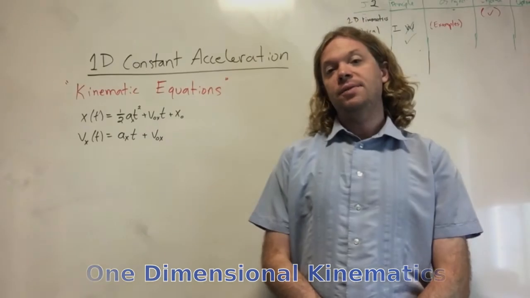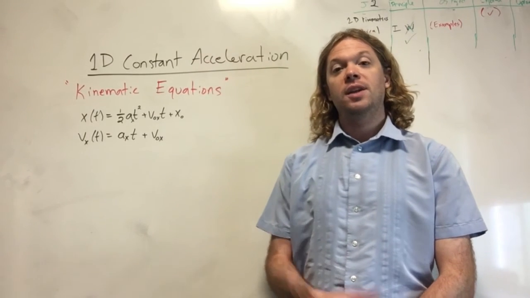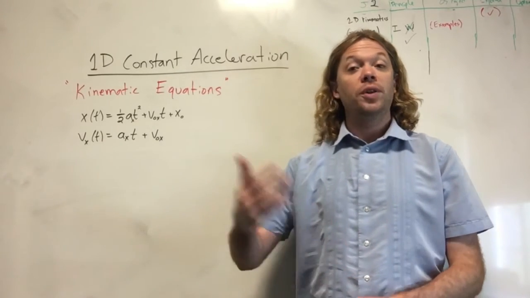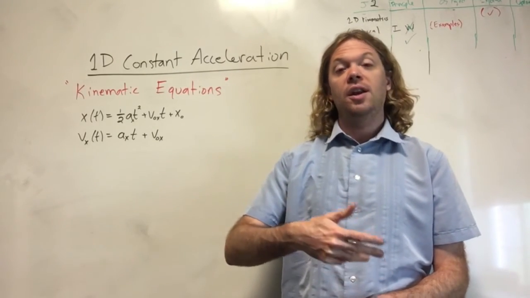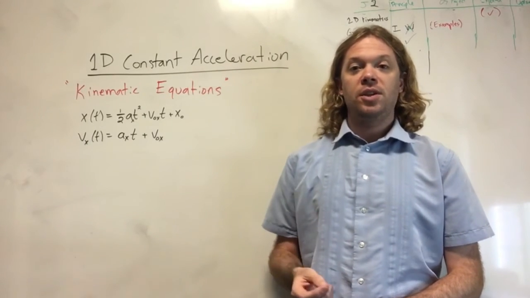Hey everyone, in this video I'm going to introduce one-dimensional motion under constant acceleration. So as the name suggests, one-dimensional motion means objects which are only moving in one dimension, only in the x direction or the y direction and not both directions together. Constant acceleration means the acceleration of all these objects is going to be constant.